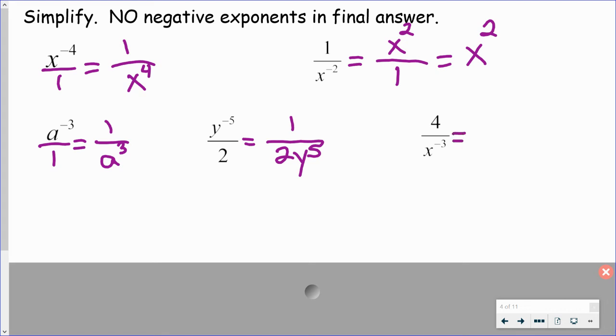And the last one for this one, do you see the 4 stays where it is? It does not have a negative exponent, so it stays where it is. The x we do have to move. When things go away, that means there's a 1 when everything is missing. But normally for this, you would just simplify it right down to that.